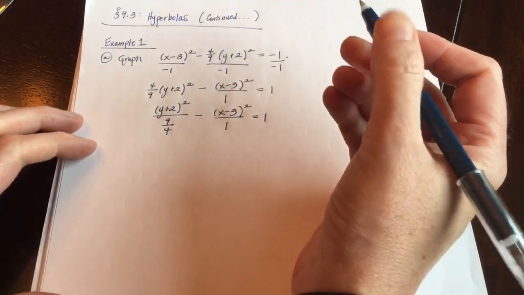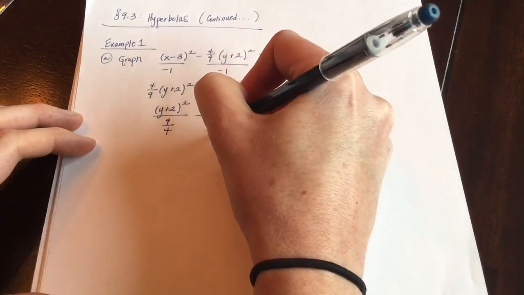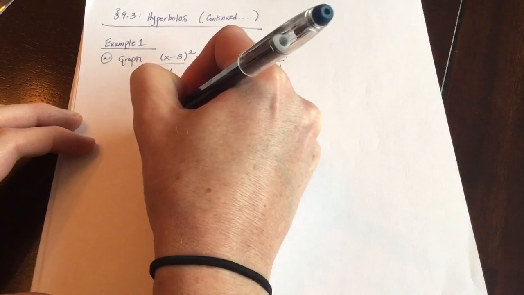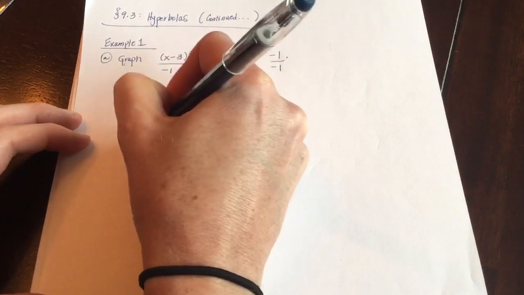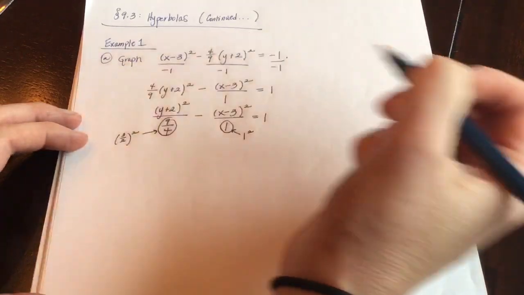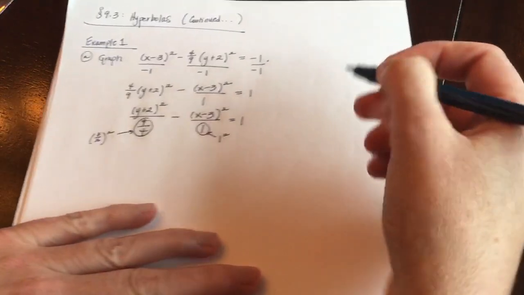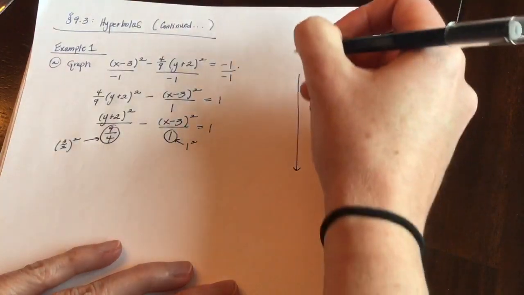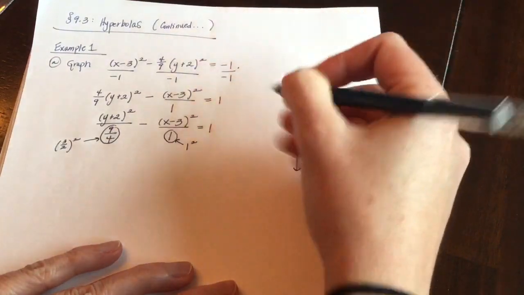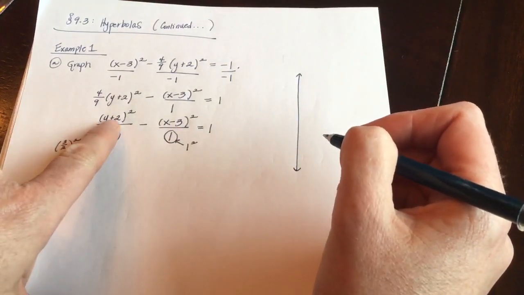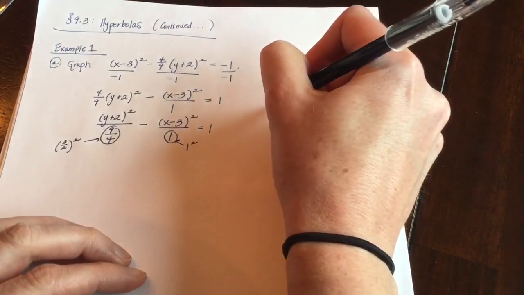Okay, so just a couple notes. 1, of course, is the same as 1 squared, and 9/4 is the same as the quantity 3/2 squared. Okay, so graphing this thing, let's see, where is it shifted to? It's shifted to the right 3 and down 2.